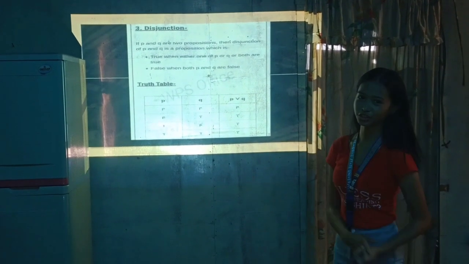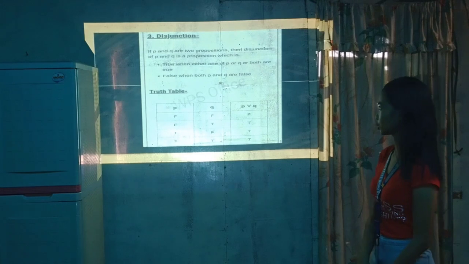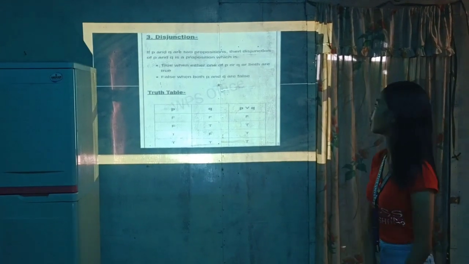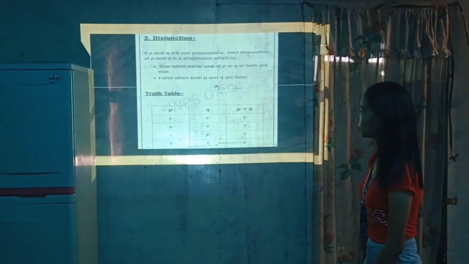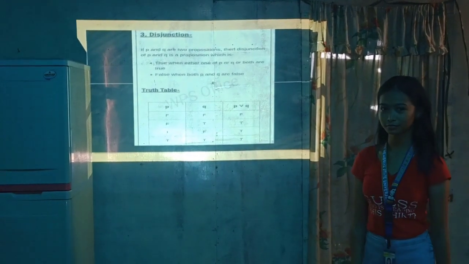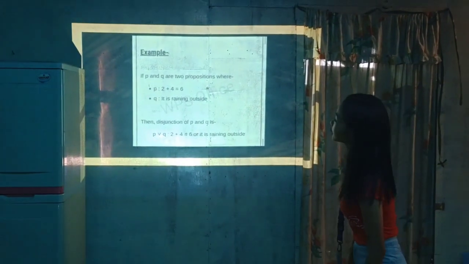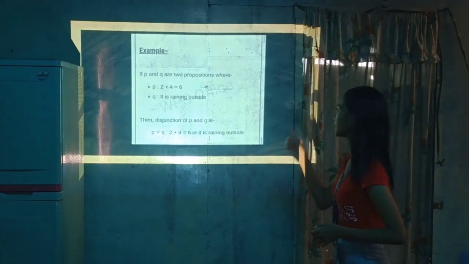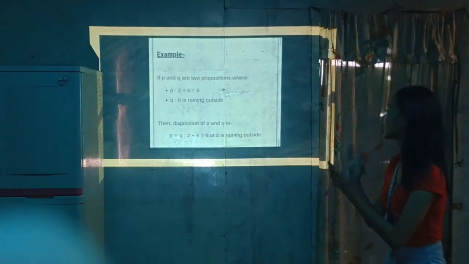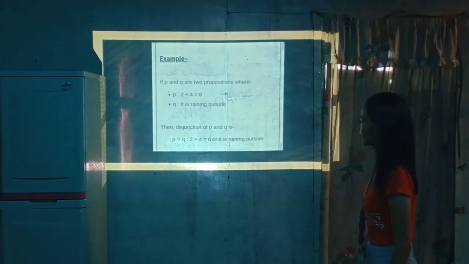The third example of logical connectives is disjunction. If P and Q are two propositions, then the disjunction of P and Q is a proposition which is true when either one of P or Q is true or both are true, and false when both P and Q are false. This is the truth table of disjunction. The example of disjunction: if P and Q are two propositions where P is 2 plus 4 is equal to 6 and Q is it is raining outside, then the disjunction of P and Q is 2 plus 4 is equal to 6, or it is raining outside.